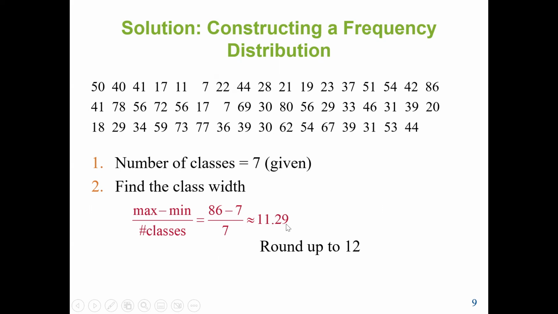This gives us 11.29. The maximum value in the data set is 86. The minimum value is 7. So 86 minus 7, divided by 7, which is the number of classes we selected in the first step, gives 11.29. So we are going to round it up to 12.